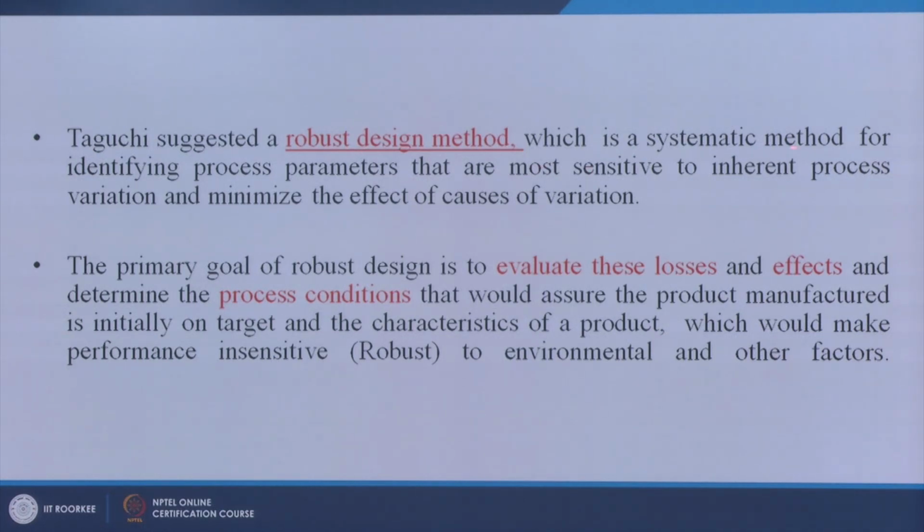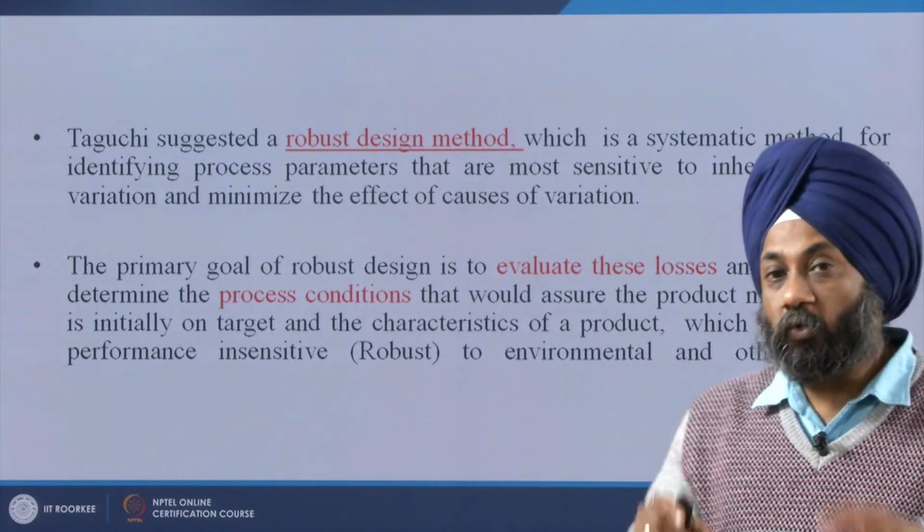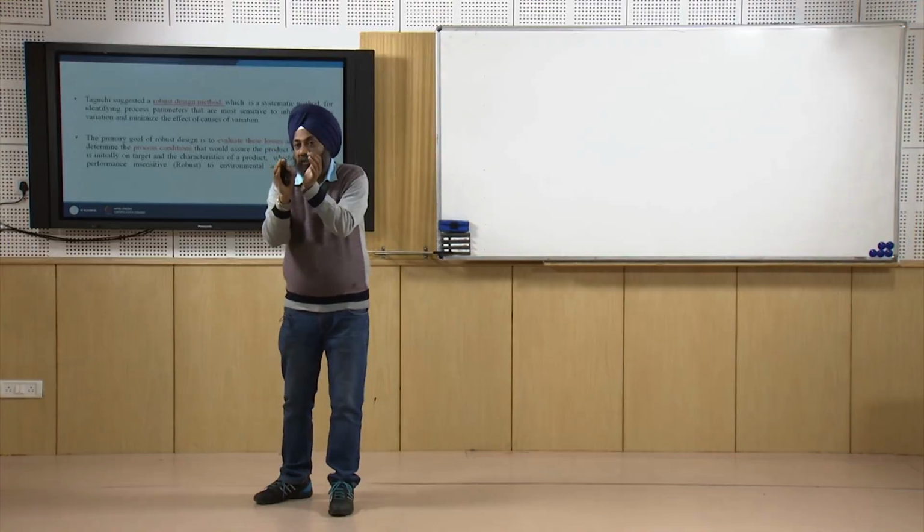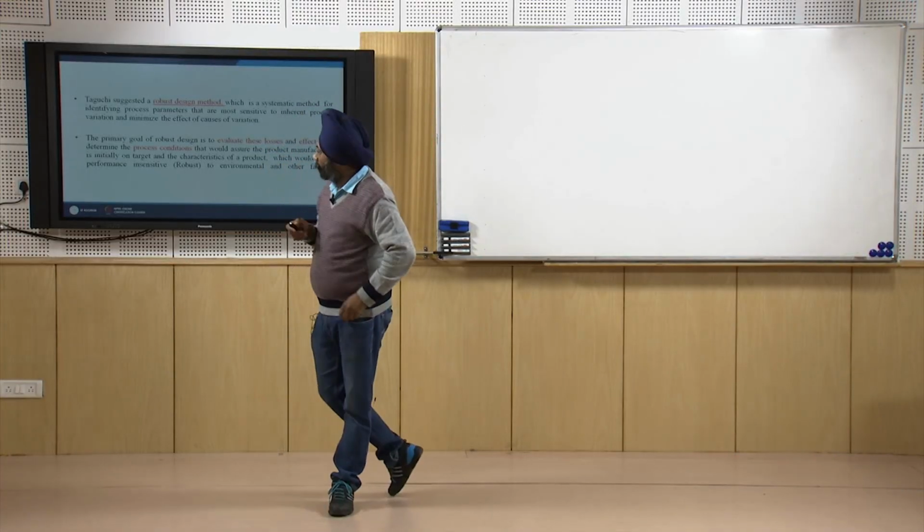It is a systematic method for identifying process parameters that are more sensitive to inherent process variation and minimizing the effect of causes of variation. So we have to identify the process parameters that are more sensitive to the inherent process variation and try to minimize the effect of these parameters so that the product is consistent in its performance.